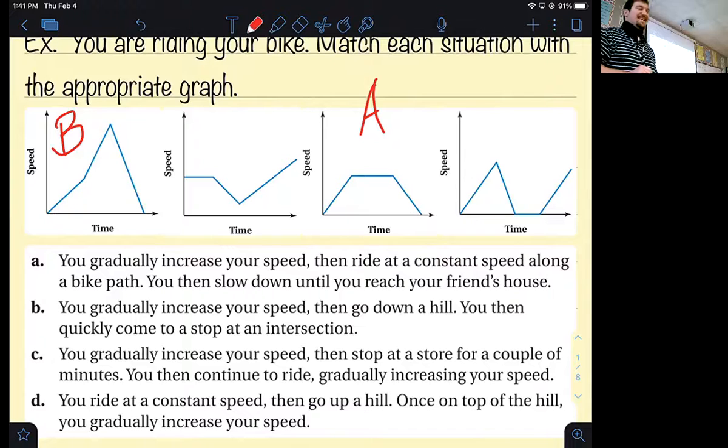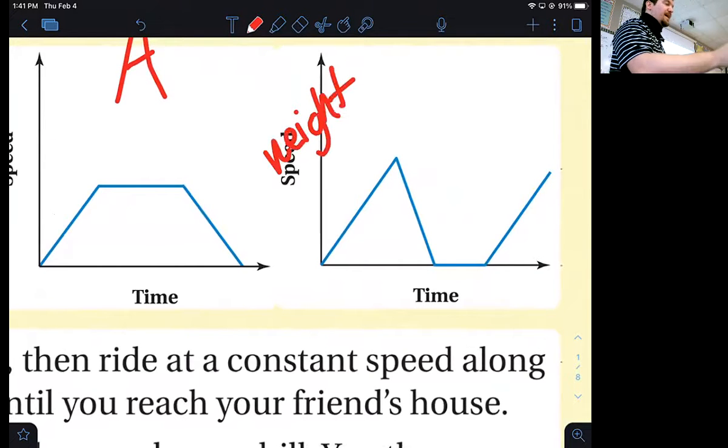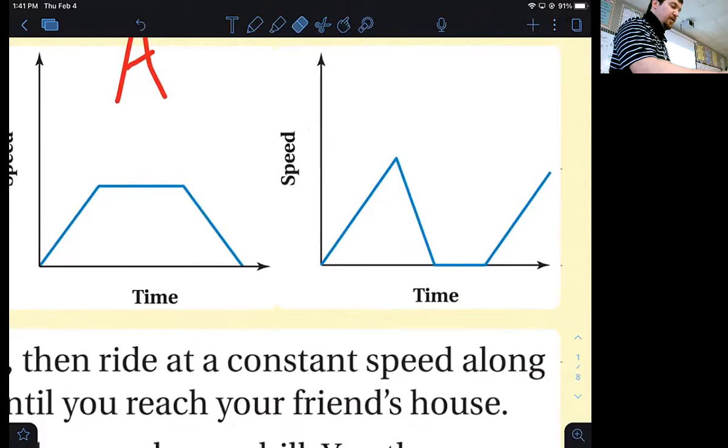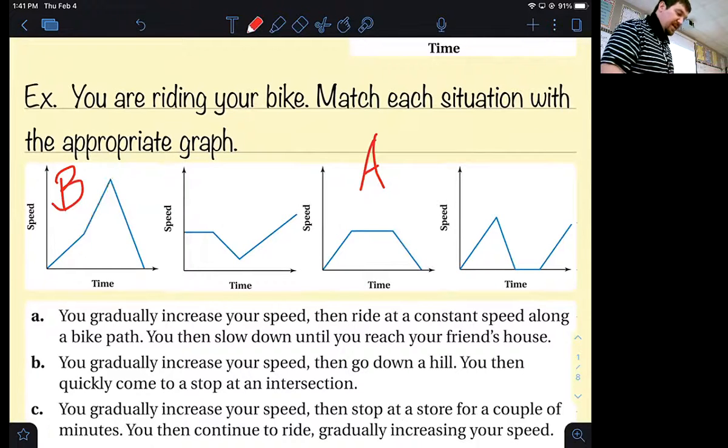You go faster. Yes. So this is not a graph of my elevation. It's not saying height. Okay. It's graphing my speed. And so this shows my speed increasing and then sharply decreasing. Whereas if I go down a hill, I know that actually my speed's going to go up unless I'm braking the whole time. Okay. And then it says you quickly come to a stop at an intersection. So your speed decreases until you come to a stop.